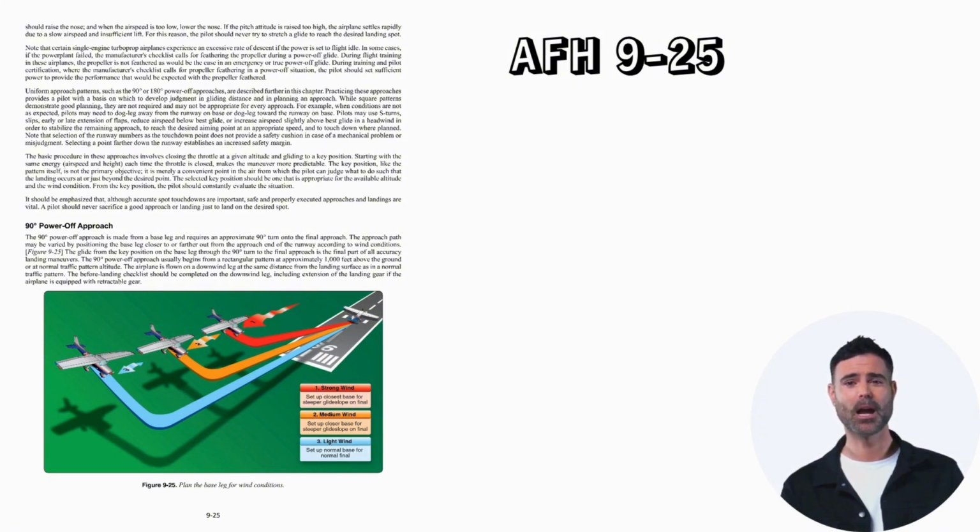The 90-degree power-off approach usually begins from a rectangular pattern at approximately 1,000 feet above the ground, or at normal traffic pattern altitude. The airplane is flown on a downwind leg at the same distance from the landing surface as in a normal traffic pattern. The before landing checklist should be completed on the downwind leg, including extension of the landing gear if the airplane is equipped with retractable gear.